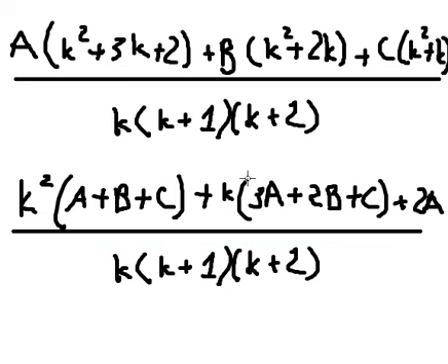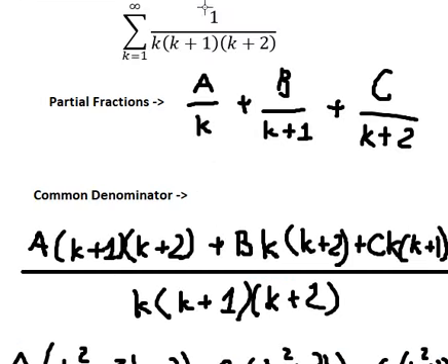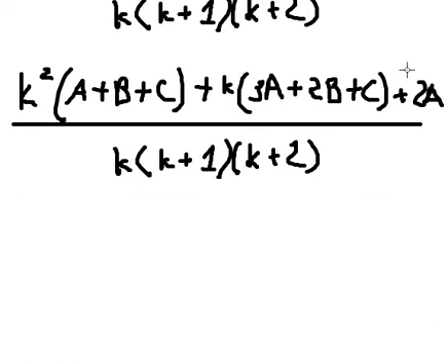Now, we need to compare coefficients. We can see that we just have only 1. So that means 2A equals 1. We don't have k and k squared. So this one, you got 0. And this one, you got 0.